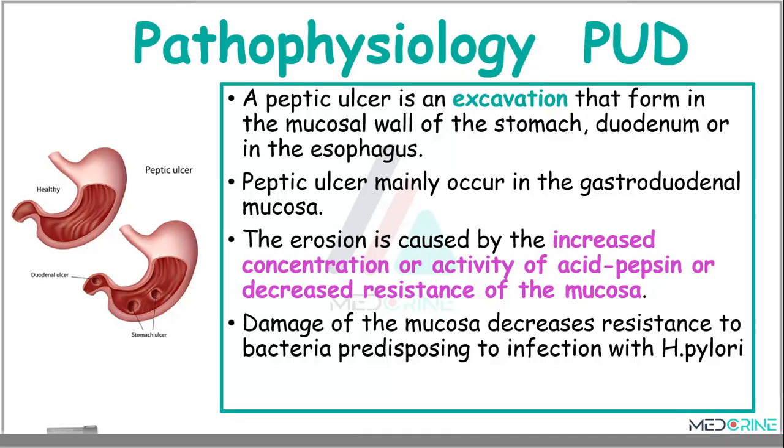We're looking at the pathophysiology of peptic ulcer disease. A peptic ulcer is an excavation that forms in the mucosal walls of the stomach, the duodenum, or even in the esophagus. Peptic ulcer specifically occurs in the gastroduodenal mucosa. This erosion is caused by an increased concentration or activity of acid, pepsin, or a decreased resistance of the mucosa. The damage of the mucosa decreases the resistance to bacteria, predisposing to infection by a bacterium known as Helicobacter pylori.